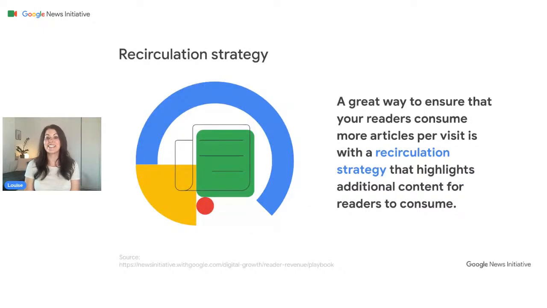Next up then is the recirculation strategy. Actually, a great way to ensure that your readers consume more articles per visit is with a recirculation strategy that really highlights additional content for readers to consume. So best practices for encouraging your user to read more articles during the visit, things such as being aware that recirculation articles should be easily discoverable across and at the end of your articles. Again, don't make it difficult for people. You want it right there that they will click on, they can find it easily.